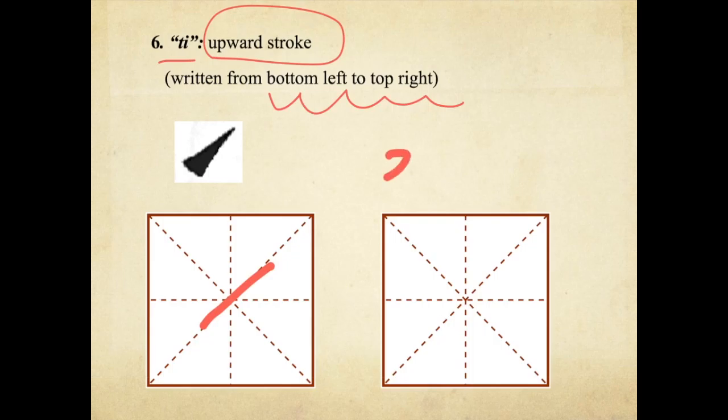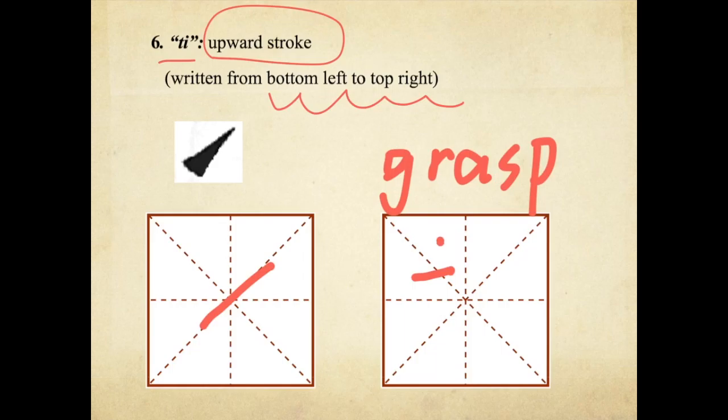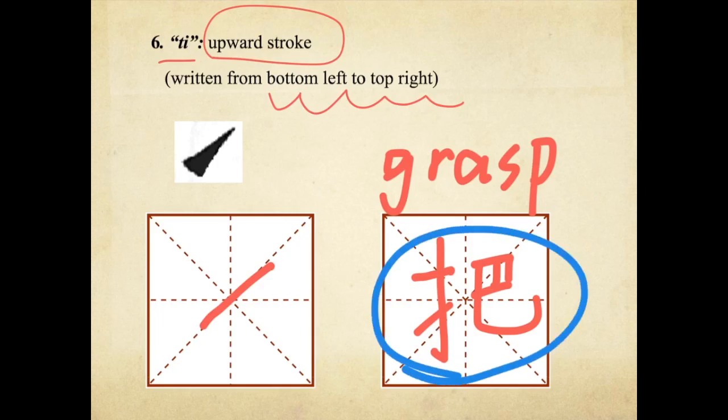For the word of to grasp, how to write it? Please pay attention. Okay, let's do the first little horizontal one first, and then this is a more complex one. We will mention it in the future. And this is the 提. Let's finish the rest parts. So this is the word for to grasp. What do you think right now?